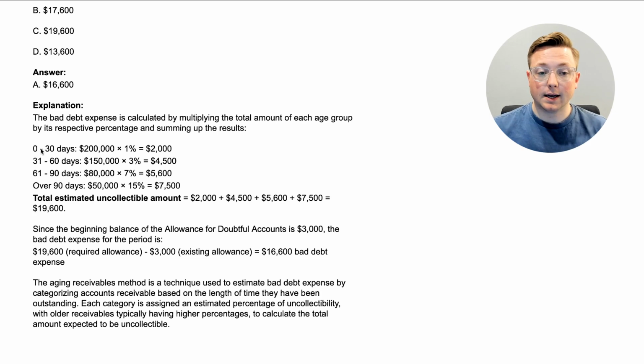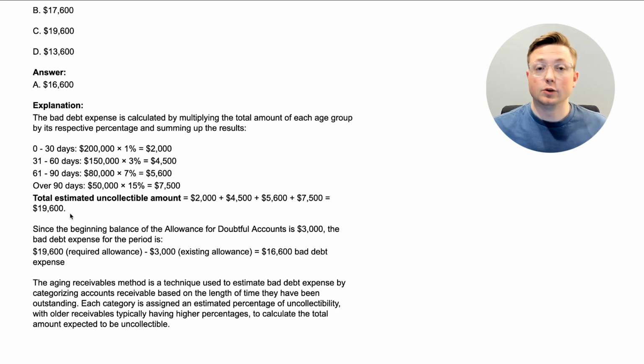And you'll notice that as the days go on longer, the percentage likelihood of it being uncollectible increases, which makes sense because the longer you're sitting around waiting for somebody to pay you, the less likely it is that they're actually going to ever pay you. So we see that there, we add all that up together, that is the total estimated uncollectible amount. So that's how much we're guessing based on all of these different receivables and how long they've been sitting there. That's how much we're estimating is going to be uncollectible.